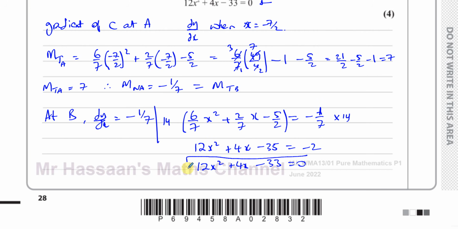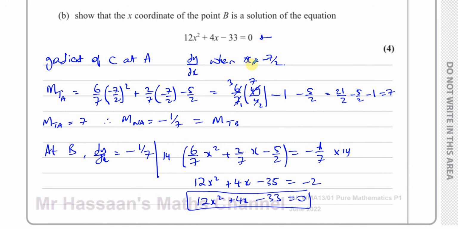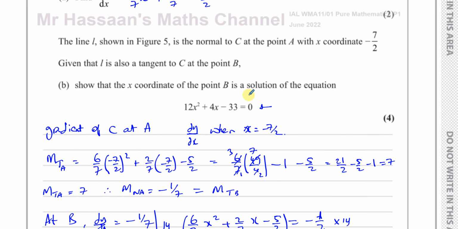So here we've shown very clearly all the steps of how we ended up with the same equation they asked us to show. Okay, so that's part B done. All right, so a bit of thinking involved.